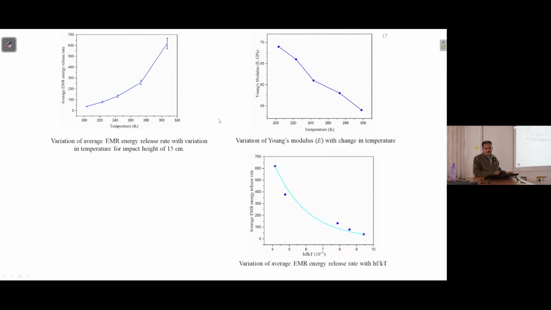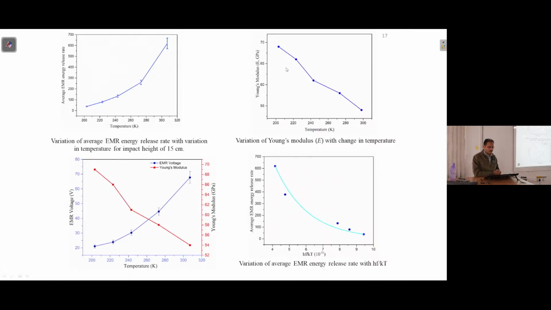So this again gives the variation of Young's modulus. Here we are close to the room temperature value, and as the temperature is increased, the Young's modulus is giving an increasing trend. So that's what is observed, right? And this graph is giving you both of these together. So we can say as the temperature is reduced, Young's modulus is increasing and the EMR voltage is reducing.